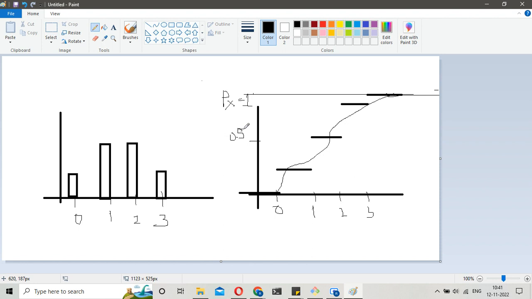Rishi, for me, the CMF, the cumulative, is not understood. Why do we do cumulative? Optically, you are saying till 0 it will be 0. Then 0 to 1, meaning not exactly 0 to 1. Till getting 1, you will be... oh okay, yeah, correct.